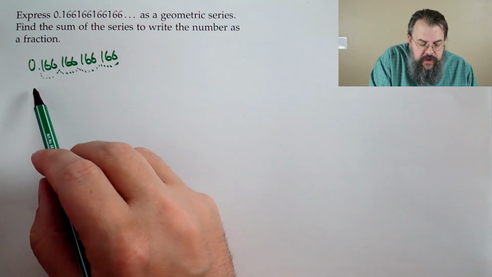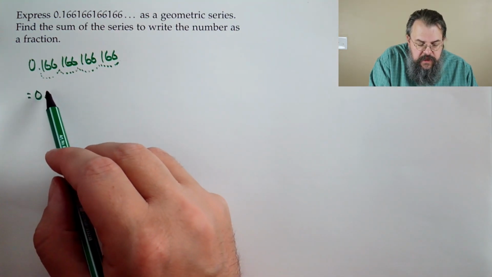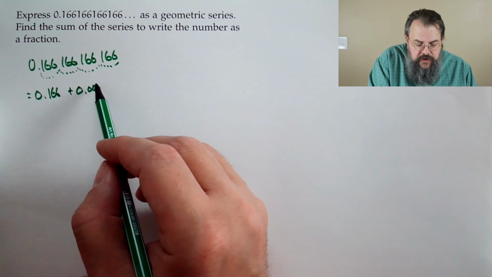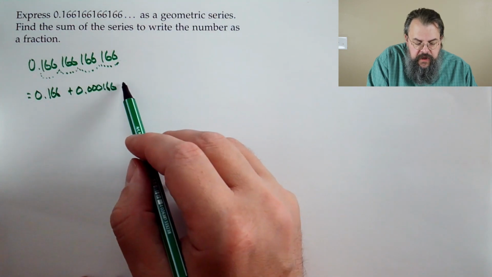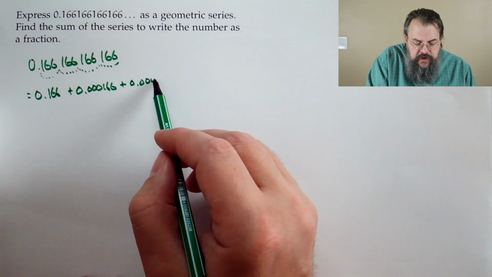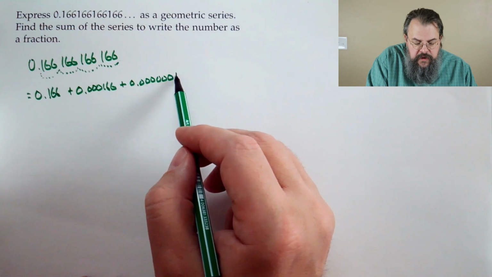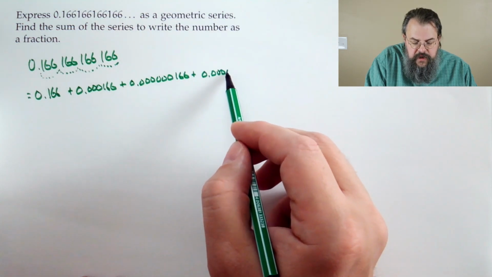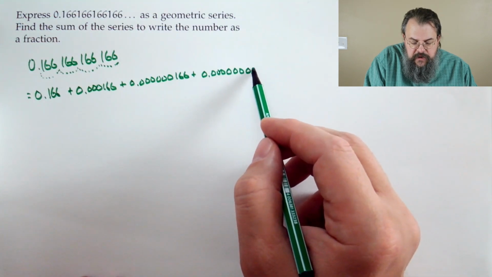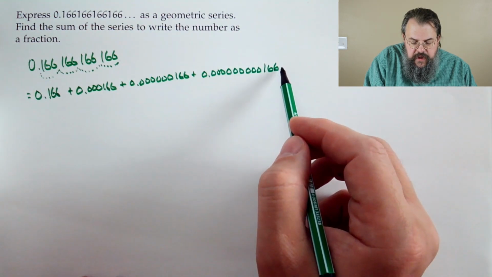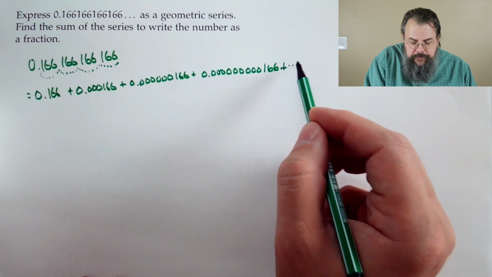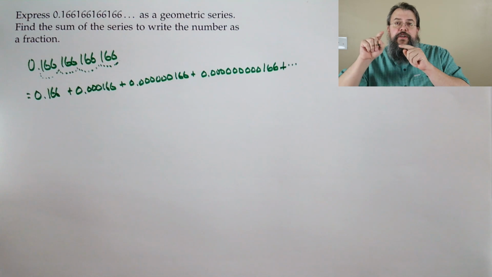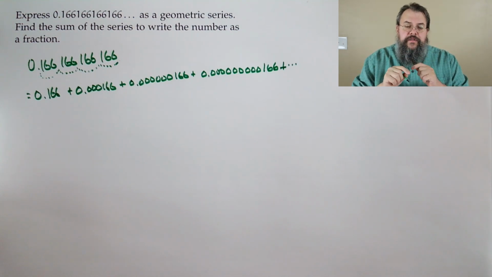So let's think of this as really 0.166 plus 0.000166 plus 0.000000166 plus 0.000000000166, and so forth, right? Well, what's going on here? At every stage, you're moving the dot 3 places.